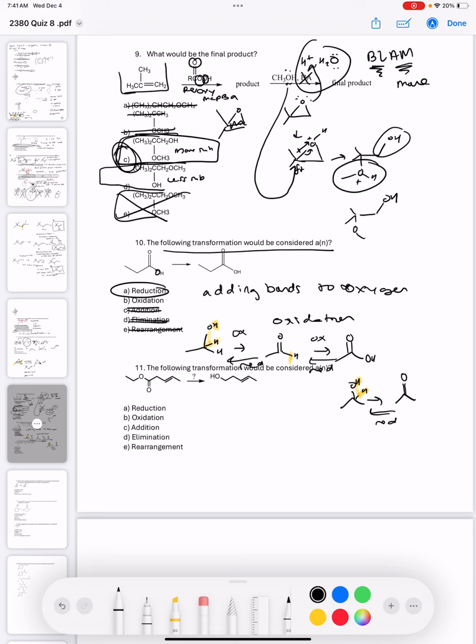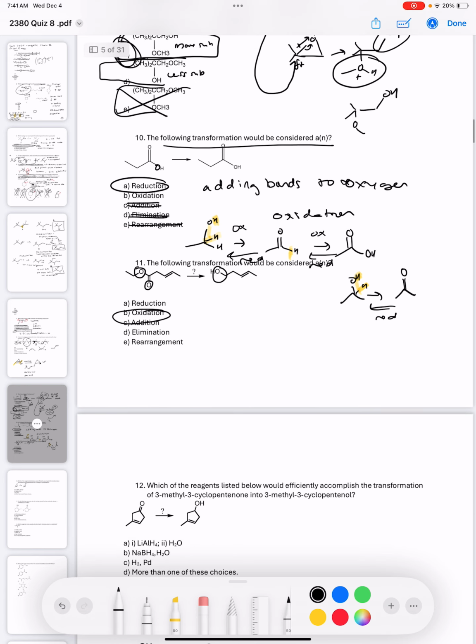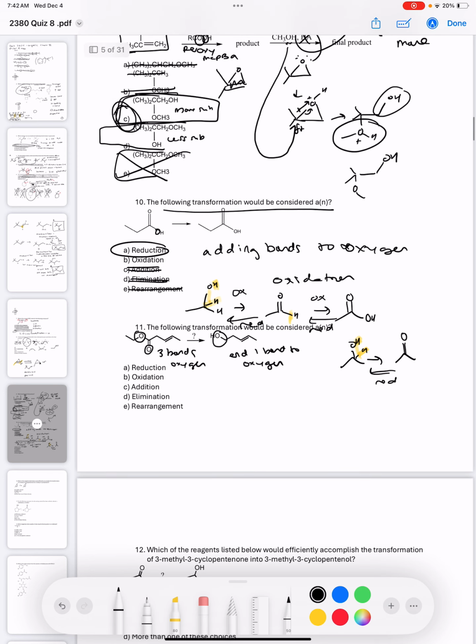Okay, the next one, again, we start with an alcohol, so one bond to an oxygen, and we end up with 3 bonds to oxygen. So I think this is also an oxidation. Oh, wait. No, I don't know what I was thinking. We start with 3 bonds to oxygen, and we end with 1 bond to oxygen. I'm tired, I guess. And that's why you shouldn't go too fast on your test so that you catch yourself. So I would say this is a reduction because we start with more bonds to oxygen and we end with less.